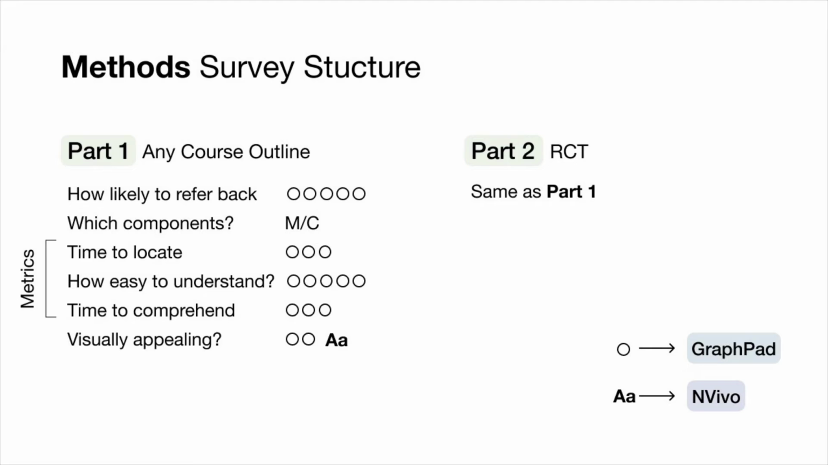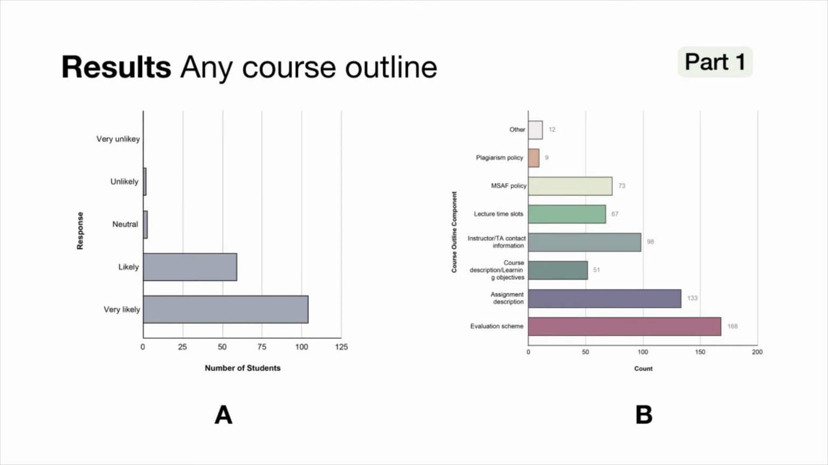So anything that had to do with Likert scales, we took all of that data and put it into GraphPad for statistical analysis, and any text answers, we ran that through NVivo for a thematic analysis. And now into the results.